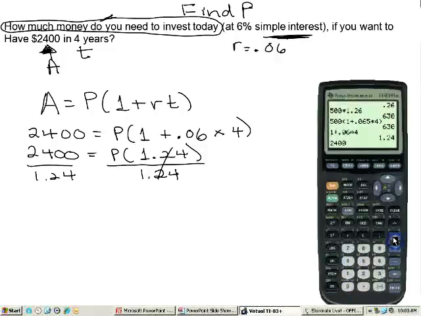So 2,400 divided by 1.24. And if you look at this answer, we're talking money. Money goes to 2 decimal places. Now I need to make a comment here. Anytime you're trying to figure out what you need to invest today in order to have a certain amount of money in the future, our textbook in Course Compass always says you should round up. You're going to round to 2 decimal places because it's money, but they say you should round up to make sure that at the end of 4 years you do have the $2,400.